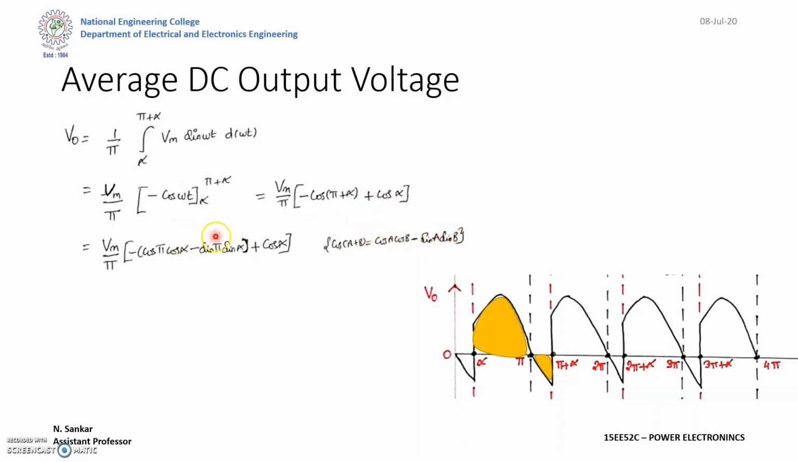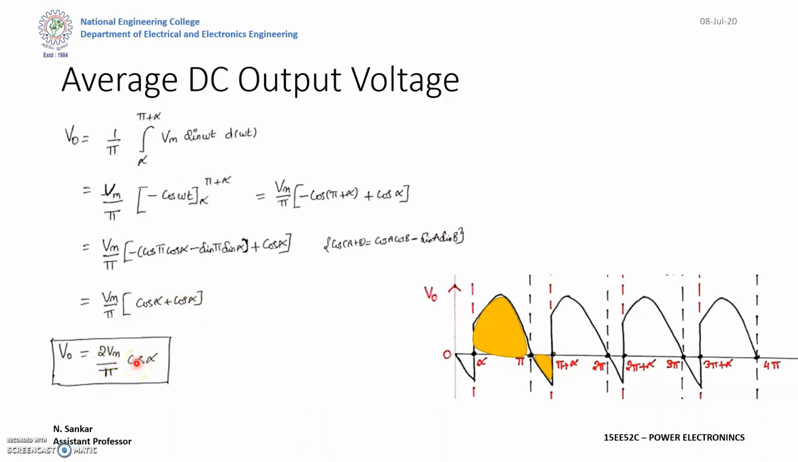Here sin pi is equal to 0, so this term will be eliminated because the value is 0. Cos pi is minus 1, so minus 1 into minus becomes plus. So the answer will be Vm by pi times cos alpha plus cos alpha. The final answer will be 2 Vm by pi into cos alpha.